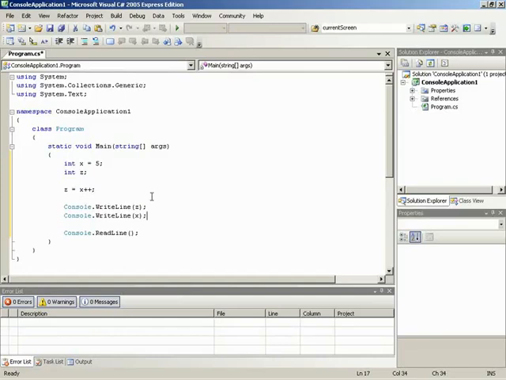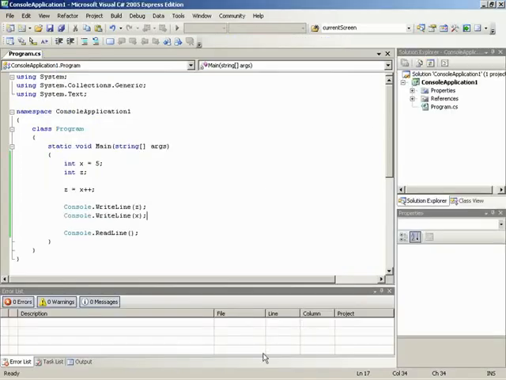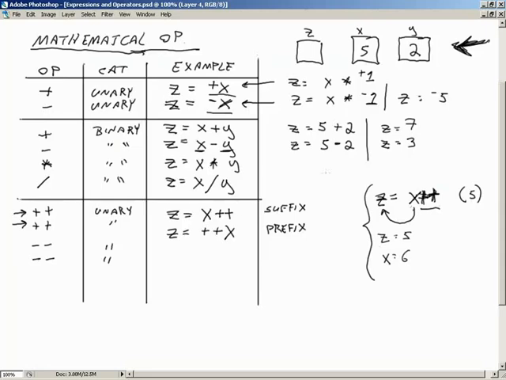So let's go ahead and execute this. Look at that. 5, 6. Beautiful. All right, go ahead and close that. Now let's jump back over here to our whiteboard. And let's do the prefix way. So exact same thing. z equals, but this time, let's do a prefix plus plus x.